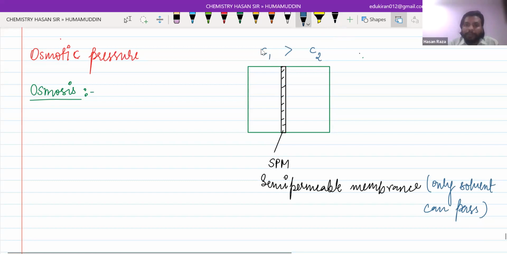So if the concentration on the left hand side is greater, that means solute particles are greater, which means the solvent particles will be lower. And here, the solute particles will be lesser and the solvent particles will be greater. So the movement will start from right to left.